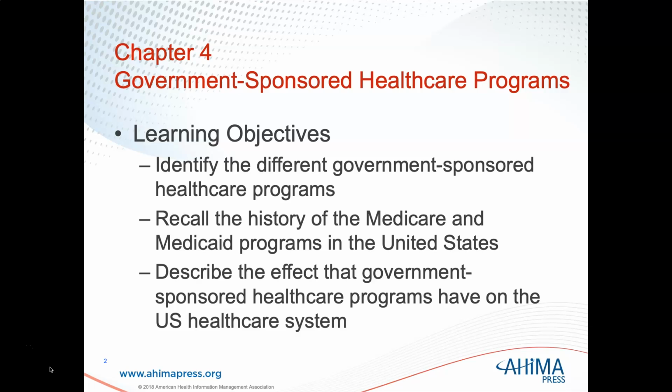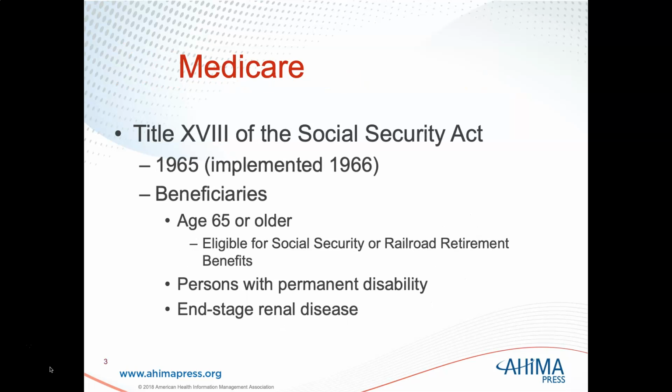We are still using the same course objectives and unit objectives from last week, so take a look at your syllabus if you are questioning what those are. But our learning objectives from the book for this week are to identify the different government-sponsored healthcare programs, talk about the history of Medicare and Medicaid, and describe the effect that these government-sponsored healthcare programs have on the U.S. healthcare system, because they do. They are the majority of what is going on here in the U.S.